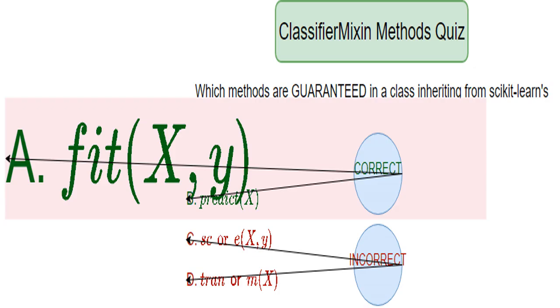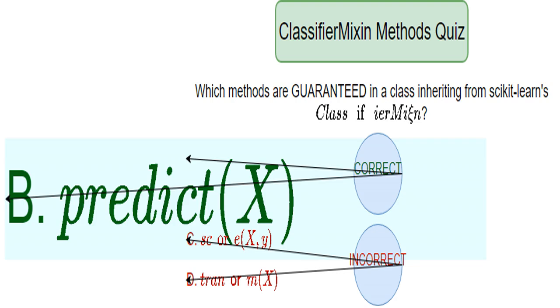The fit(x, y) method is used to train the classifier. X represents the input data, and y represents the corresponding labels or target variables. This method is guaranteed to be available because it's fundamental to training any classifier.